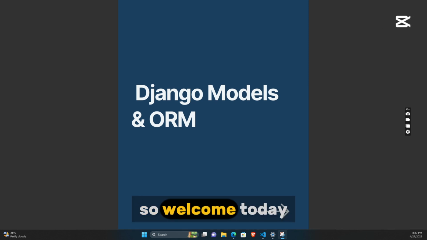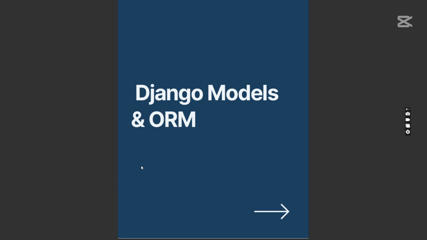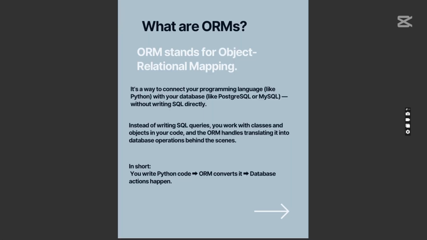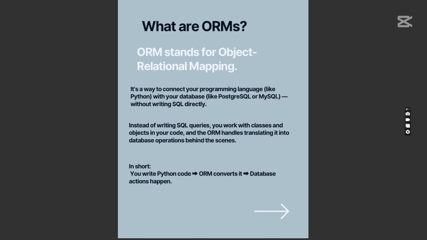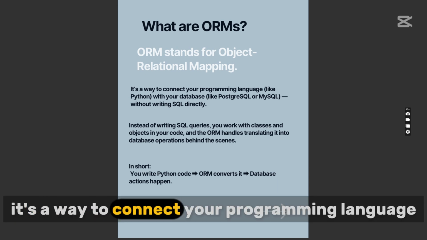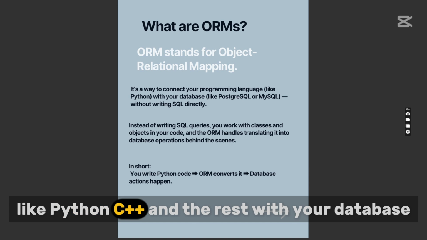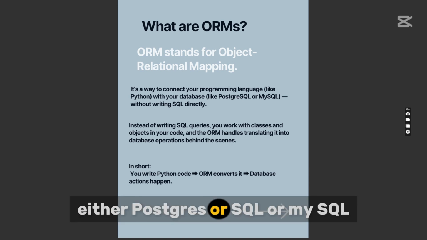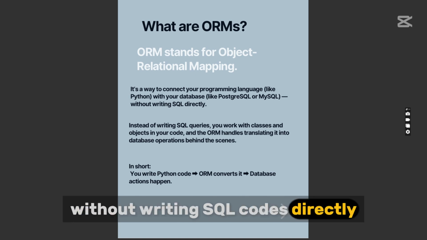So, welcome. Today we'll dive into Django models and the magic of ORMs. So, what are ORMs? ORM stands for Object-Relational Mapping. It's a way to connect your programming language like Python, C++, and the rest with your database, either Postgres or SQL or MySQL, without writing SQL codes directly.